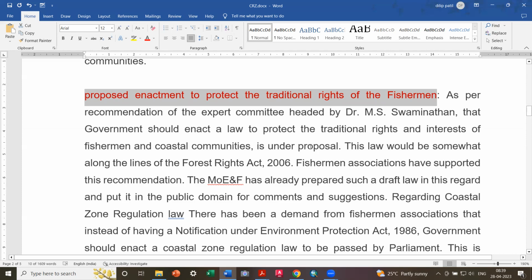Now already act is in force. So this law would be somewhat along the lines of Forest Right Act.